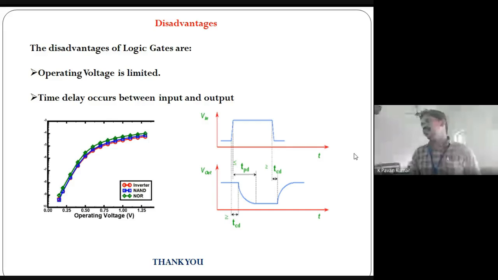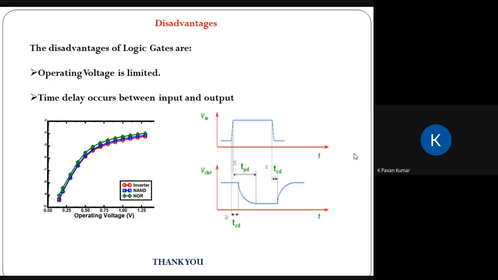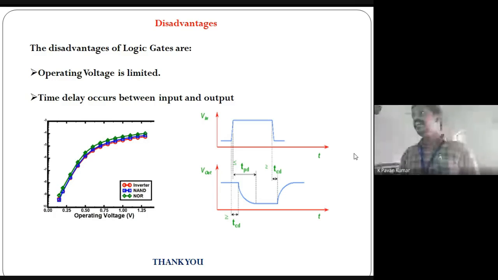We have to look at the graph of time delay, voltage versus time. If the input is high, then the output voltage will go towards zero. This takes some time delay. The time delay is a disadvantage of the logic gates.